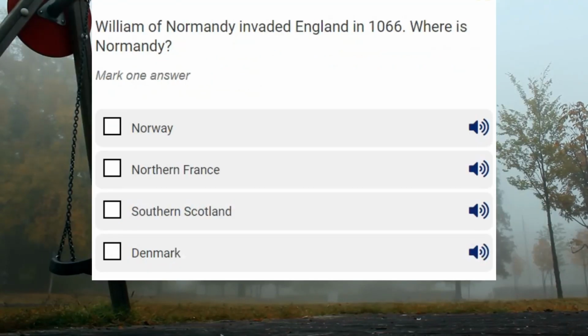William of Normandy invaded England in 1066. Where is Normandy? Norway. Northern France. Southern Scotland. Denmark. Correct answer: Northern France.